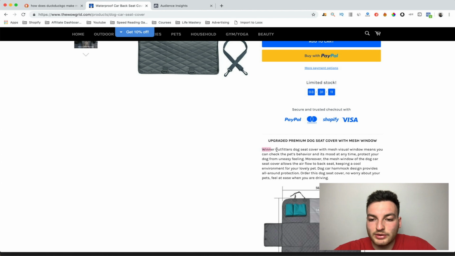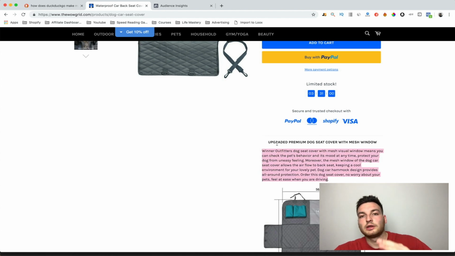Let's see what they have. They have Winter Outfitters dog seat cover with seat mesh. See, so this is already too blurby and too annoying. I would start it off with, "Tired of your dog getting the backseat of your car dirty?" Right? That's the idea of the first sentence, and then I'd go rewrite this.